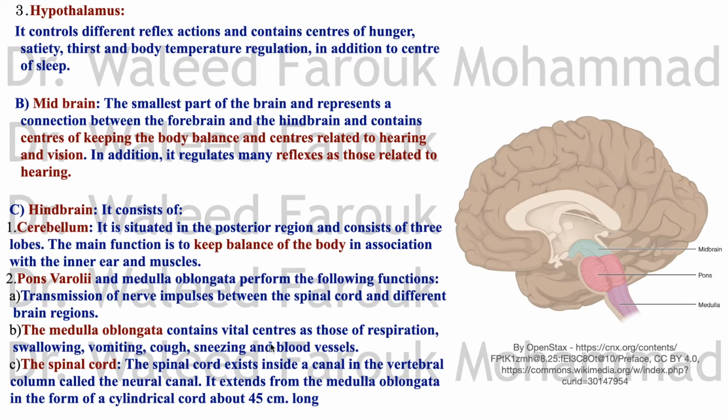تمام. الميدالا اوبلونجاتا elongates as the spinal cord. في ناس على فكرة بيحسبوا ان السباينال كورد هو الجزء السفلي من الميدالا اوبلونجاتا، بيسموها the spinal medulla. The spinal cord exists inside the canal في vertebral column. Extends from the medulla oblongata. عبارة عن cylindrical cord تقريبا طوله 45 سنتي. تمام. بيوصل للتلت الاخير من الظهر كده اللي هو السباينال كورد.